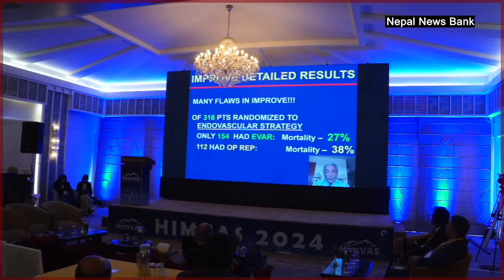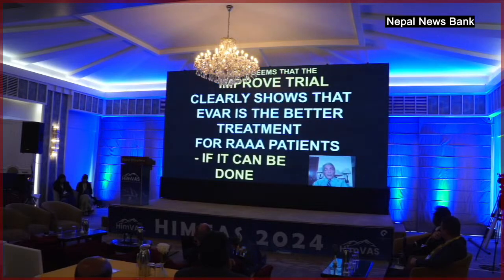Time does not permit me to go into the many flaws in IMPROVE, but one key flaw is that of the 316 patients randomized to an endovascular strategy, only 154 actually were treated by EVAR. That's less than half. And their mortality was a low 27%, while in the same group, those patients getting an open repair actually had a higher mortality of 38%. So to me, it seems that the IMPROVE trial clearly shows that EVAR is the better treatment for ruptured AAA patients if it can be done.